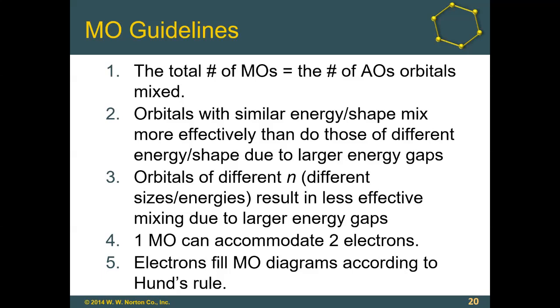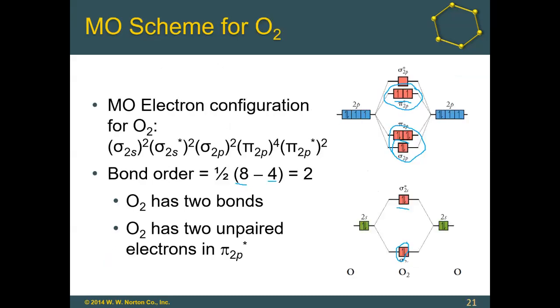That's also the orbitals of different n, orbitals of different shells. If they're trying to overlap, they result in less effective mixing, again, because of the large energy gaps. Every molecular orbital can accommodate two electrons, just like every atomic orbital can hold two electrons. And electrons, again, fill molecular orbital diagrams according to the Aufbau principle, Hund's rule, and also the Pauli exclusion principle.